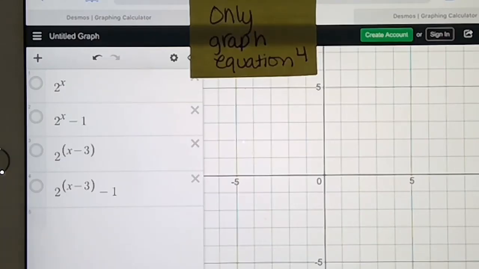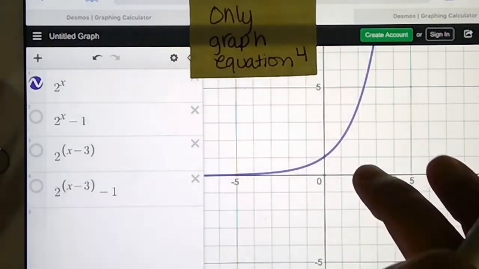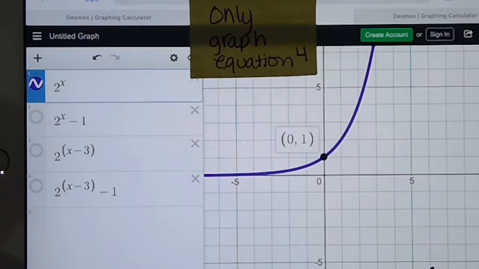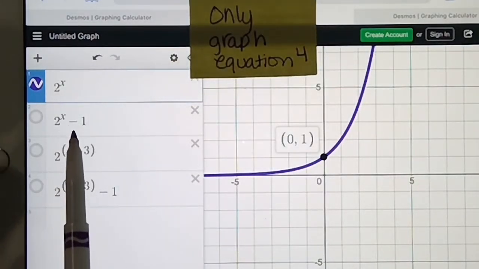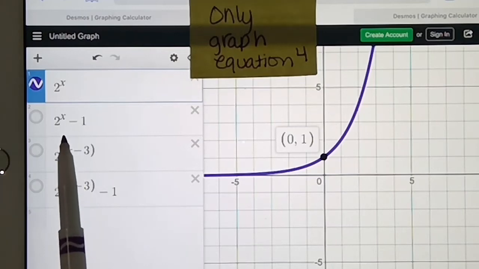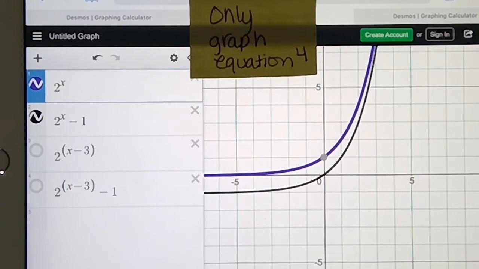Okay, now you can graph all of these again, or if you just want to do these three, but really the whole point is to just graph this last one. Okay, we already know y equals 2 to the x, right? And we know that this is our 0, 1. So when I look at this, if I'm trying to do this one, we have a -1. What is that -1 going to do to your graph? Right, it's going to take it and shift it down just 1 unit.